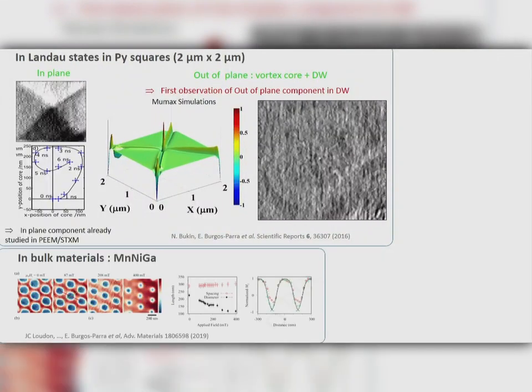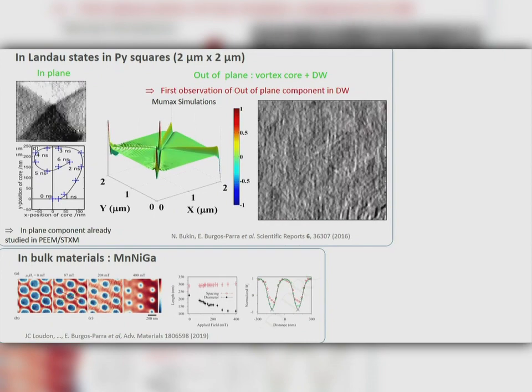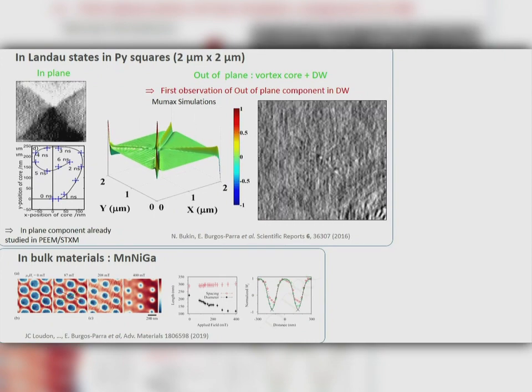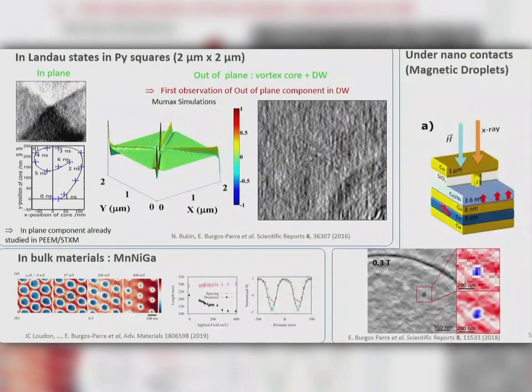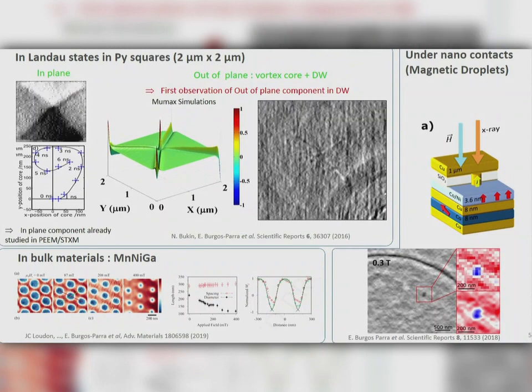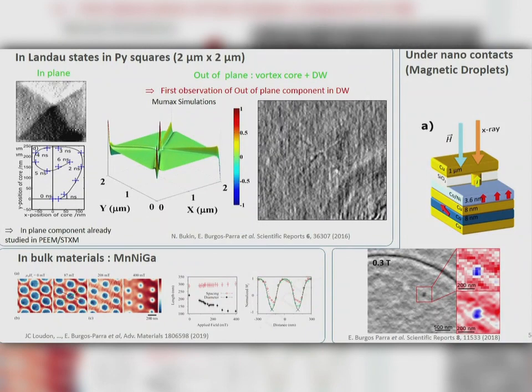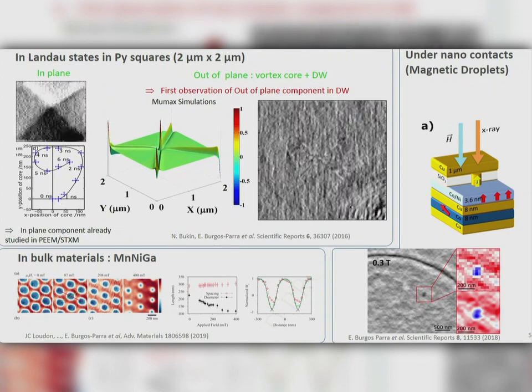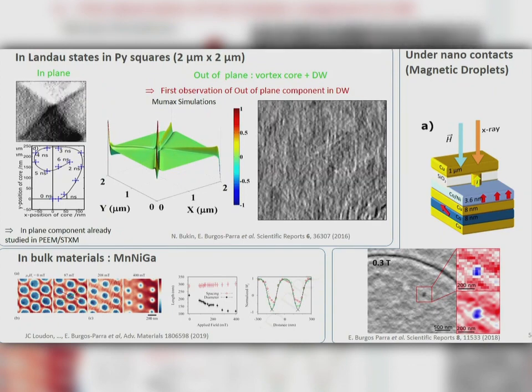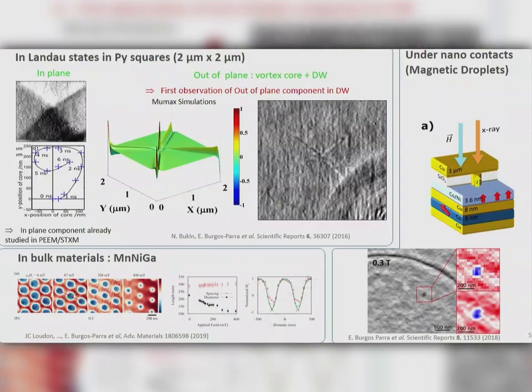We can also do the same thing with crystals. If we grow the crystal on top of a silicon nitride window, and because we have this selectivity due to X-rays, we can even image magnetic structures underneath contacts. So this is a magnetic droplet produced by a current in a magnetic contact that has 100 nanometers.